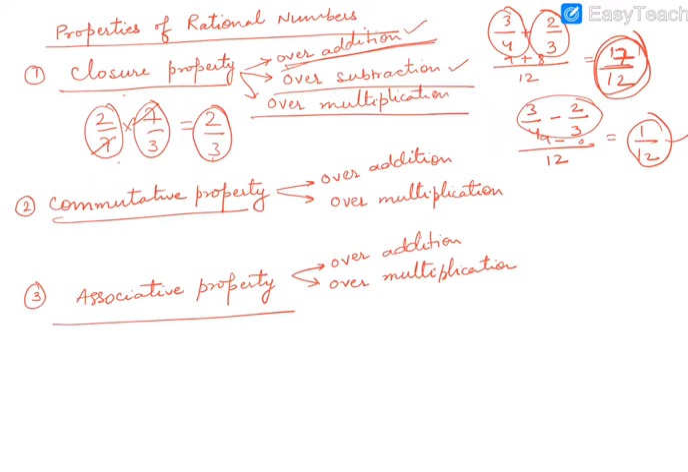Now, one thing you have to take care of: when we write 0 plus 1 by 2, sorry, we can take 0 also. When we add 0 to any rational number, and you know that 0 is also a rational number because we can write 0 as 0 upon 1, we again get a rational number. So it applies for 0 also, because 0 is also a rational number.